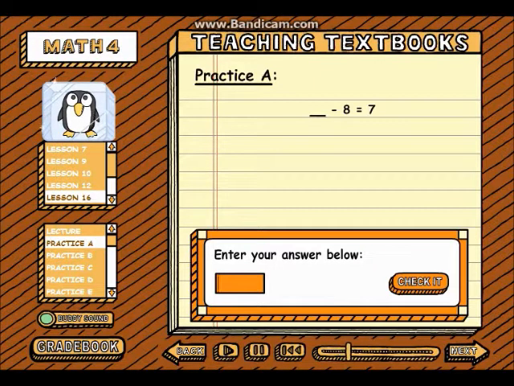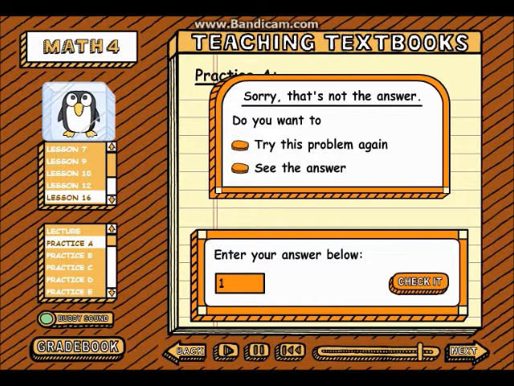In this problem, we have some number minus 8 equals 7. See if you can figure out what the missing number is. Nice try, but that's not it.